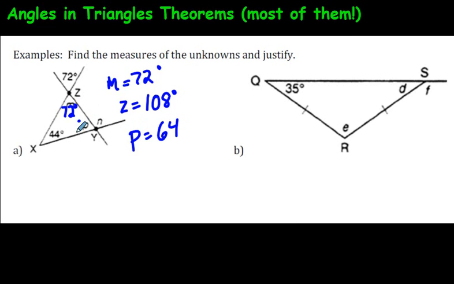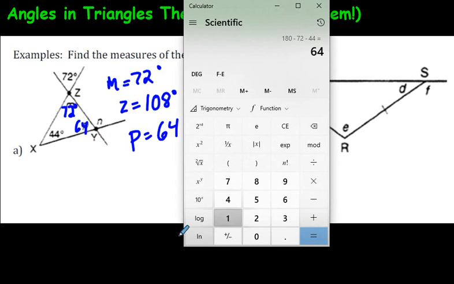And if P is 64, well, Y would be something along a straight line. So 180 minus 64 should give us Y. Okay, so 180 minus 64 will give us 116.